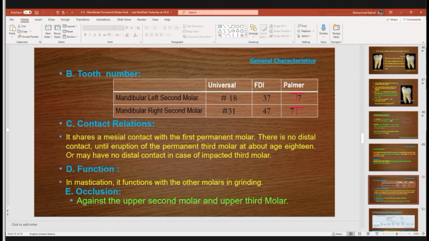At the age of 18 to 21, if the third molar comes, then distally it has a contact with the third molar. Otherwise, this is the last tooth of the jaw. If the tooth is impacted, this is the last tooth and there is no distal contact. Function: mastication, working with the muscles for grinding, occluding against the upper second molar and upper third molar.